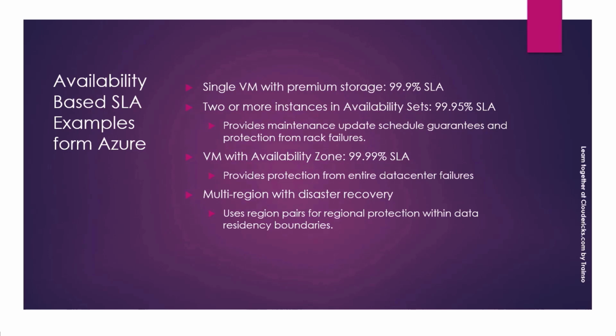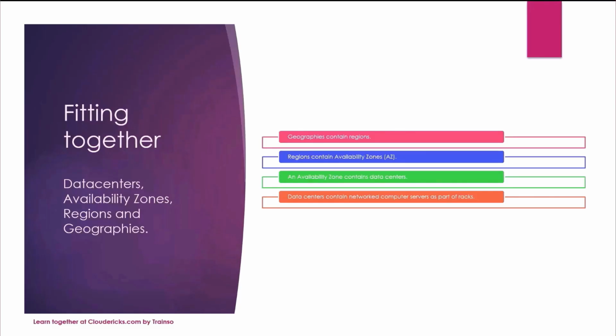part of any of these availability zones. So that means one of the availability zones is gone, but we have one or more availability zones to handle the request, and hence your applications or services will continue to work. If you have configured automatic replication across regions, it can provide protection against regional failures. So fitting all things together, geographies contain regions, regions contain availability zones, availability zones contain data centers, and data centers contain racks.